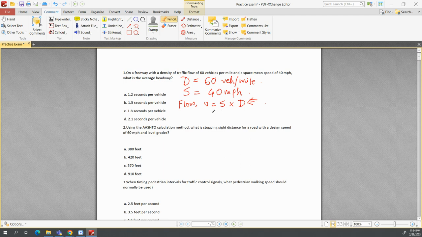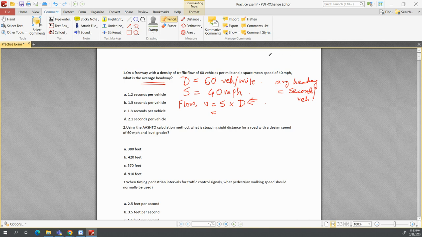First they want us to find out the average headway. What is average headway? What is the unit of average headway? Average headway is like how far ahead a car is from another car, so it is in seconds per vehicle. That is the unit of average headway.